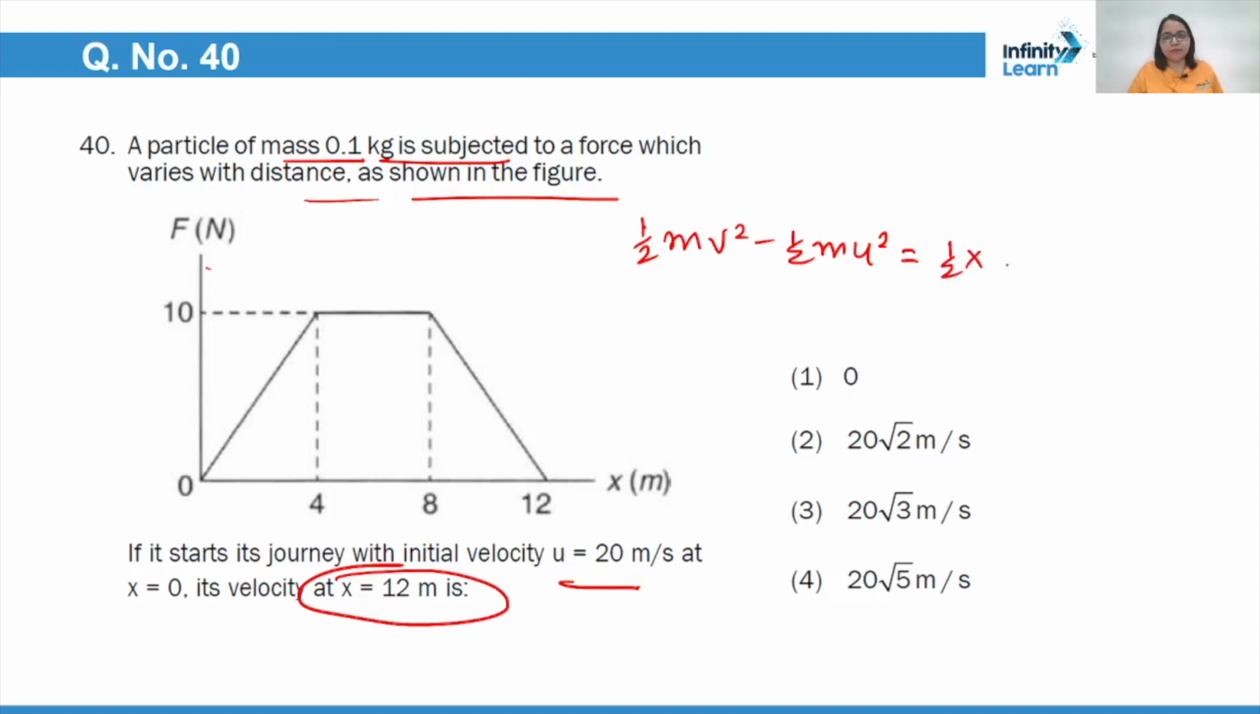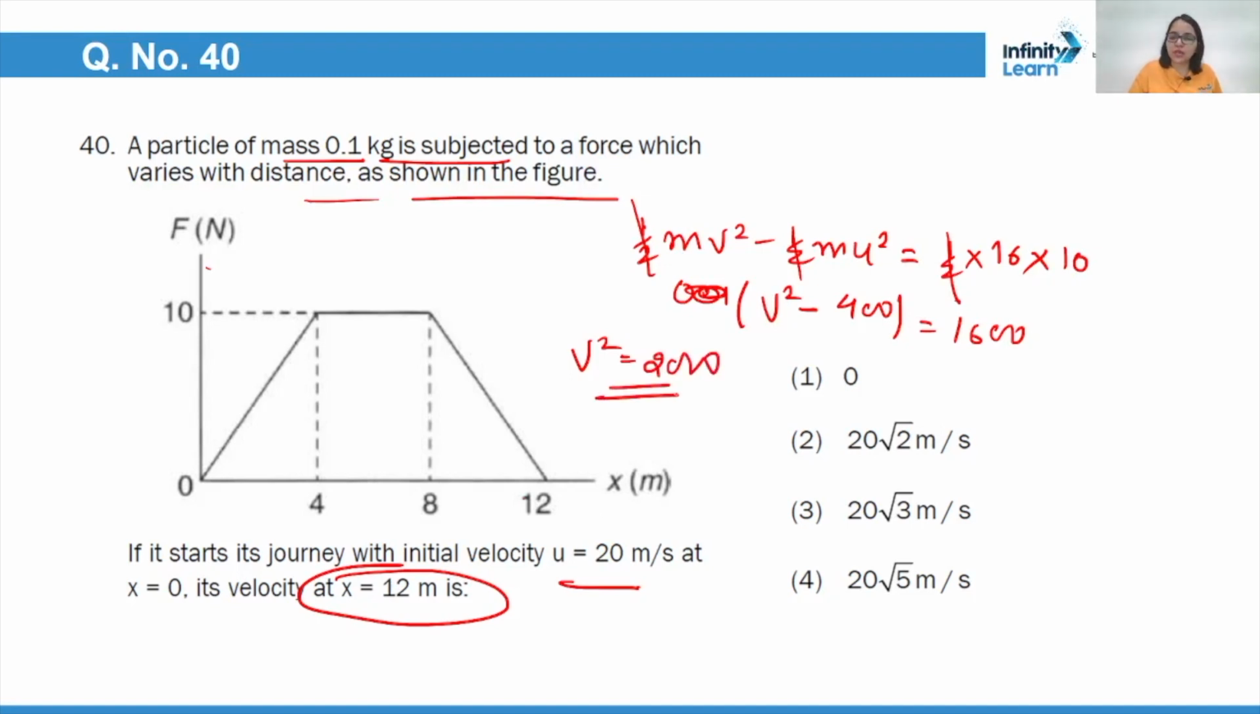Base is this 12 plus 4, 16, and the separation between the two parallel sides is 10. So here the half cancels. So you can take m common, which is 0.1. V square minus u square, where u square is 400, is equal to 1600 over here. So v square is 2000, and after solving this you'll get v as 20 root 5 meter per second.